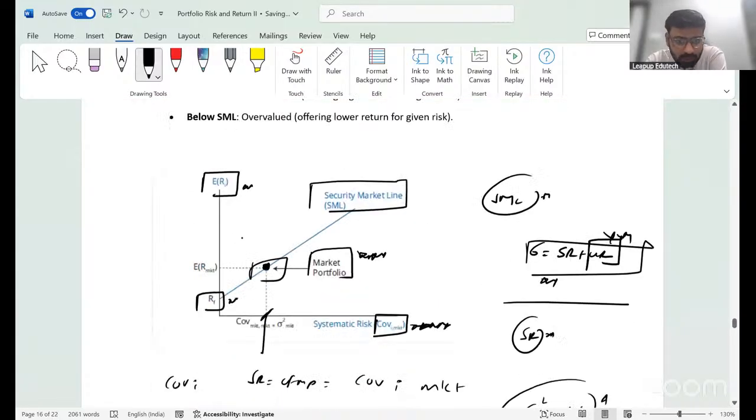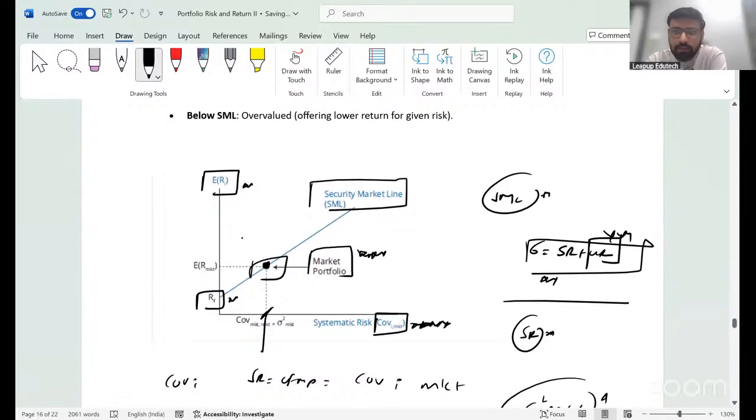But just one thing to remember, guys. SML is for individual securities, whereas CML is for portfolios. Sir, how come the market portfolio is pointed out here then? That is something I would want you guys to remember. Anything that comes above SML is undervalued and below SML is overvalued. Sir, how are we saying that?